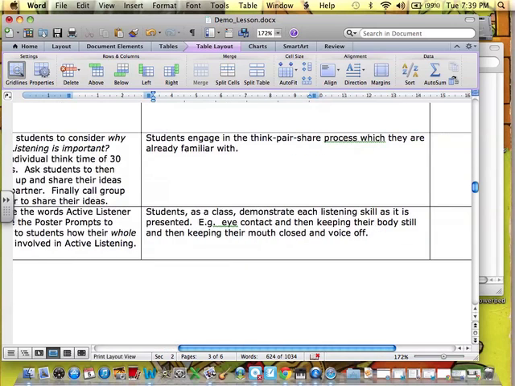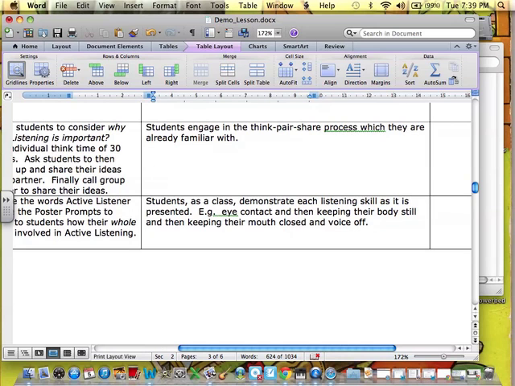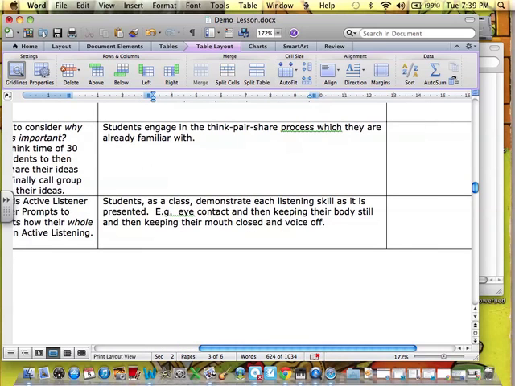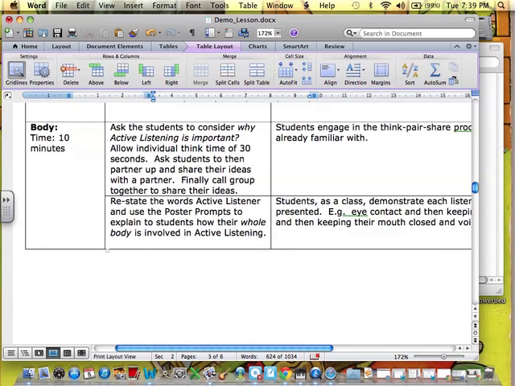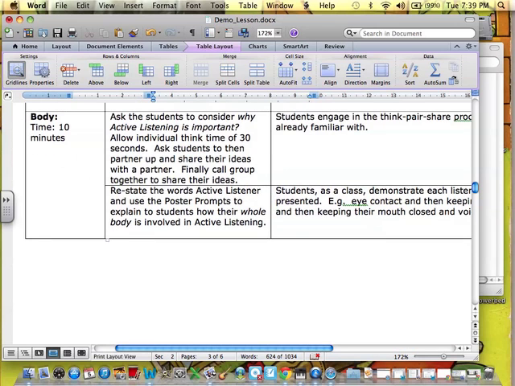So what are the students doing? They're engaging in the think, pair, share process, which they're already familiar with. Okay, I'm presuming they're already familiar with it. I'm saying it because remember, this is an imaginary class and you can put the context around it.